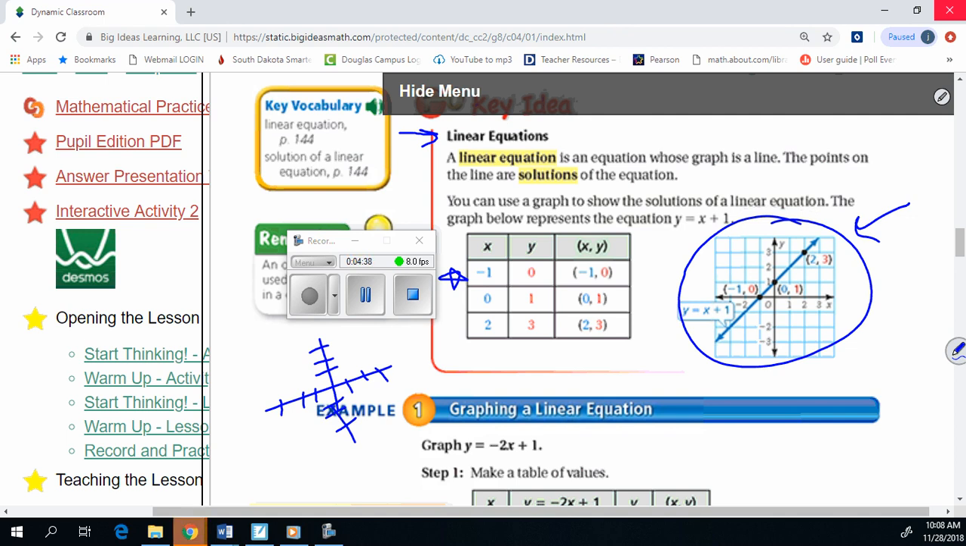X is always first. Remember that, going back to 6th grade and 7th grade. We've already worked on it this year a bit. So go ahead and graph that. Take a minute. Unpause it. You'll have this in your notes, and then we'll start with another example.